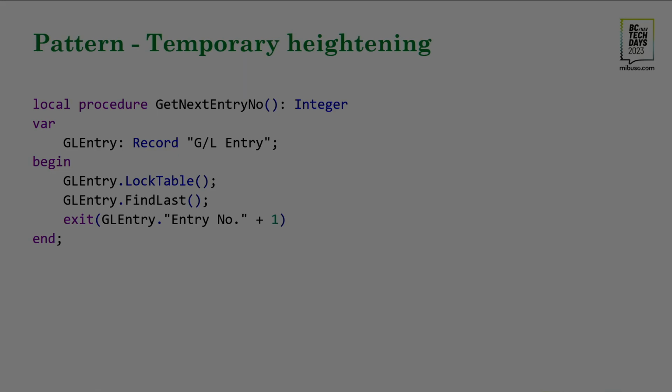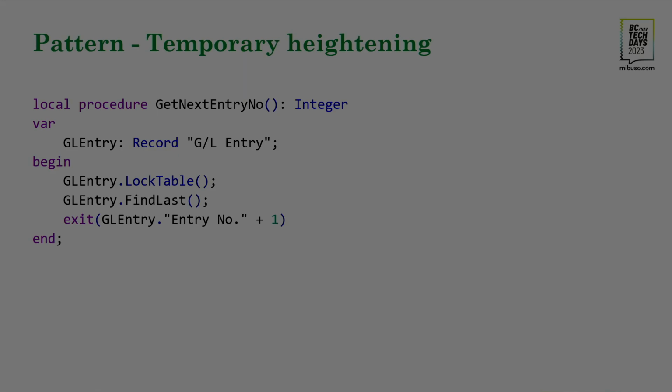So we have these two patterns that we want to present to you. One of them is what we call temporary heightening. You might be in a situation where you need to ensure that whenever people go through this code, no one else can read it. GL Entry, or any of the get next entry node, does it for regulatory purposes. You can't have two of the same entry node.